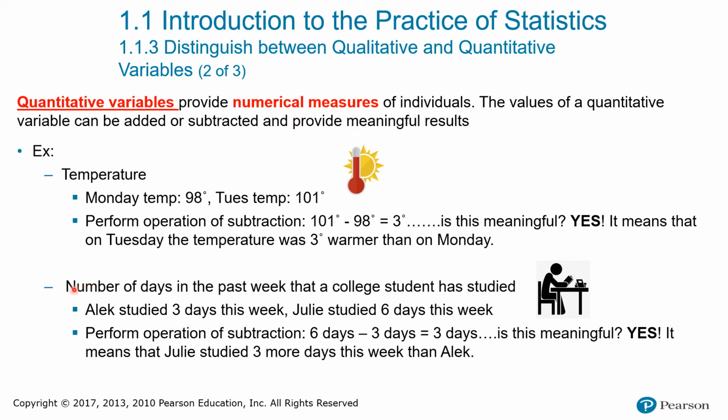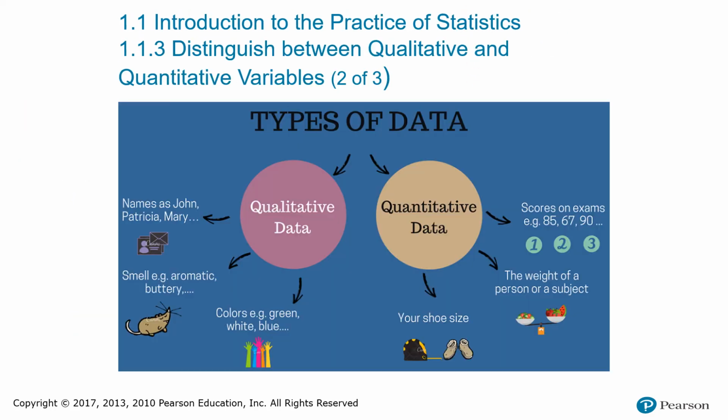Let's look at another example. The number of days in the past week that a college student has studied. Again, it's a number, so we're thinking quantitative, but let's decide if it's meaningful. Well, if Alex studied 3 days and Julie studied 6, if we subtract those values, we get 3 days. Is that meaningful? Yes, it is. It means that Julie studied 3 more days this week than Alex, so it must be quantitative.